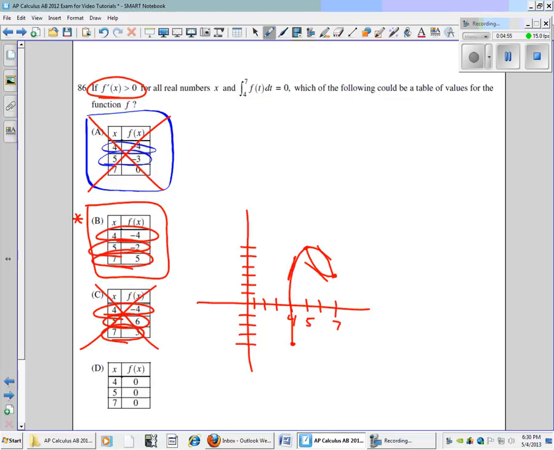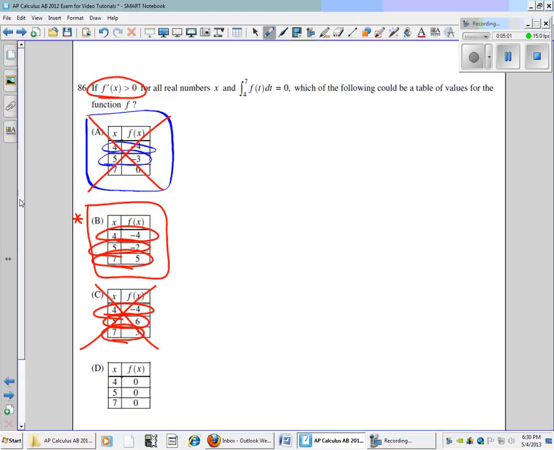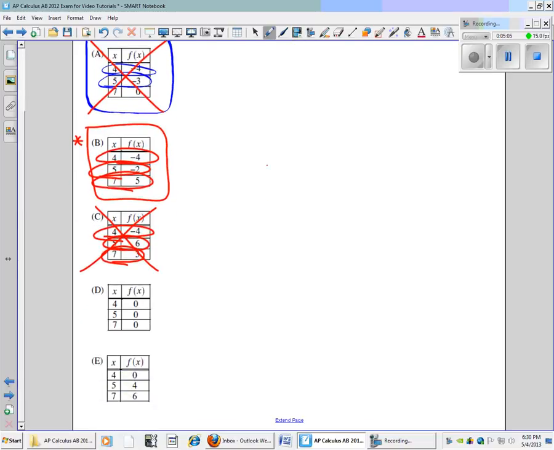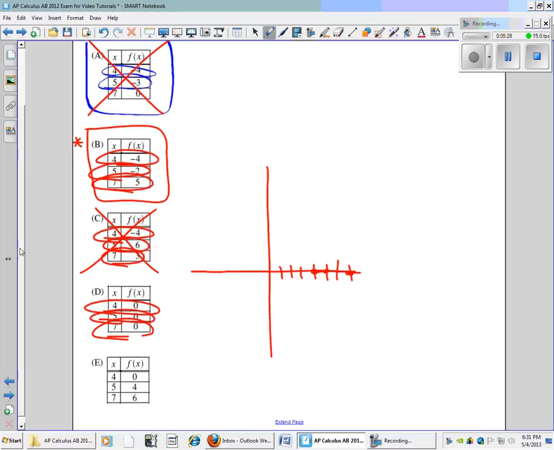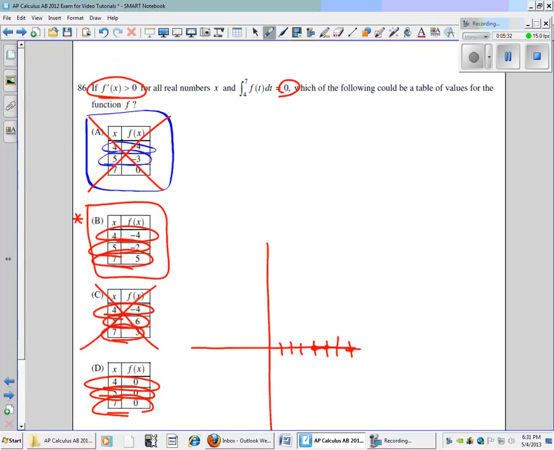All right, so let's go to letter D. We have the table of values at 4, 0. We have 5, 0. And we have 7, 0. Now, the slope of the tangent lines here are all 0. They're horizontal. And I don't have any area. It is 0. But notice I have a restriction that the slope of the tangent lines has to be greater than 0, and these are exactly 0. They're horizontal. So it is not letter D. It does not meet that first requirement.